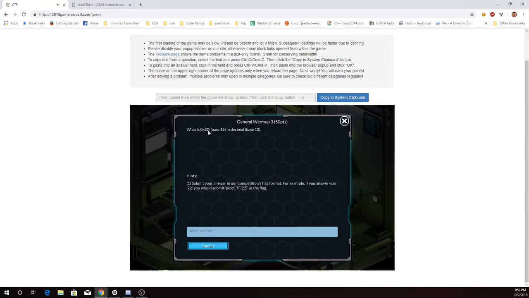And what is 3D base 16 in decimal? So it'll be 3 times 16 is 48. In hexadecimal, A is 10, B is 11, C is 12, D is 13. So I have 48 plus 13 is 61.